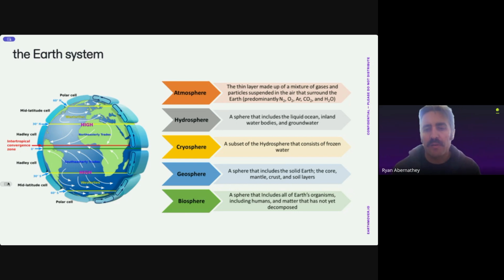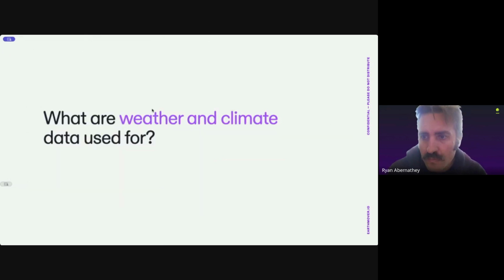So when we're thinking about weather and climate data, we're really thinking about all of these different components of the interacting Earth system. However, today we'll focus mostly on the atmosphere, the hydrosphere, and to some degree the cryosphere when we're thinking about weather and climate timescales, and not going to delve so much into biology today. So before getting deeper into the sources of data and how we work with the data, I think it's useful to zoom out and start with this question of what are weather and climate data used for?